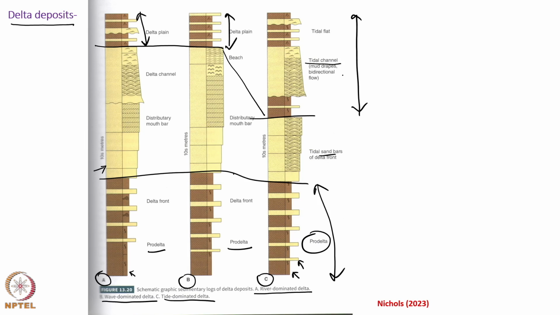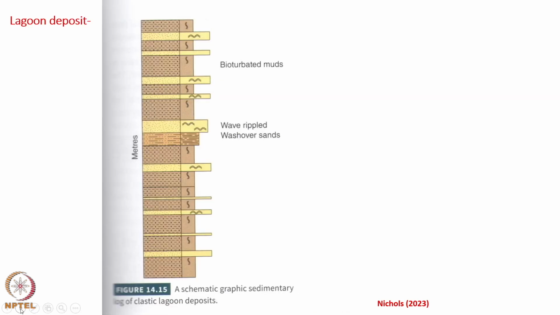A tidal channel deposit is thick in the case of a tide dominated delta, which is not the case with the wave dominated delta and the river dominated delta. Let us look at a lagoon and how the depositions in vertical succession look like. Here we get a thick mud unit and thin sand units in between.